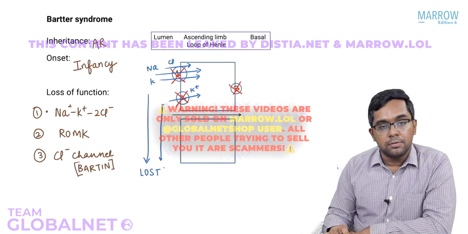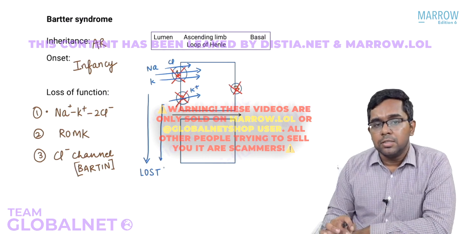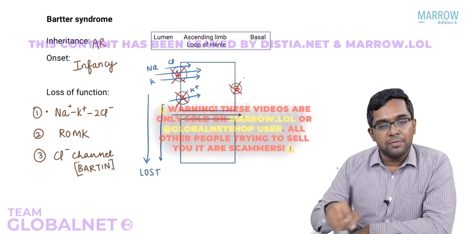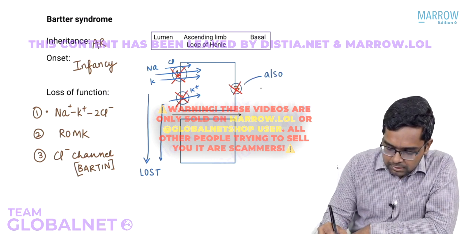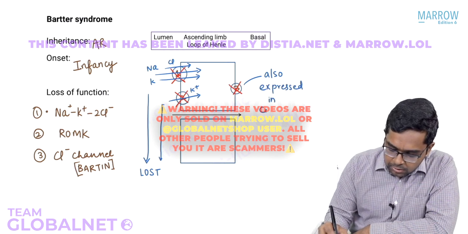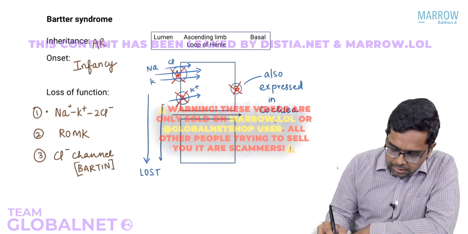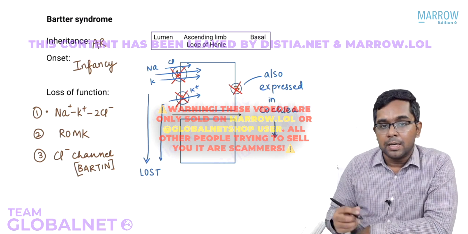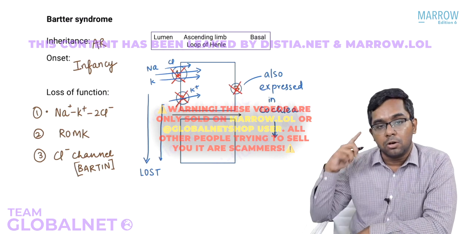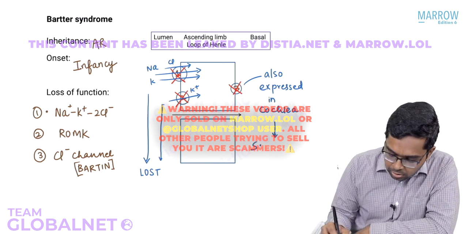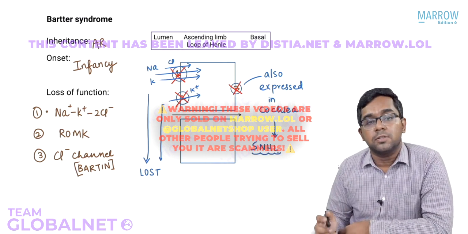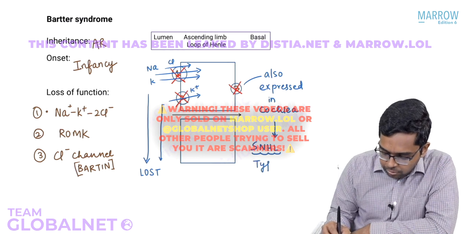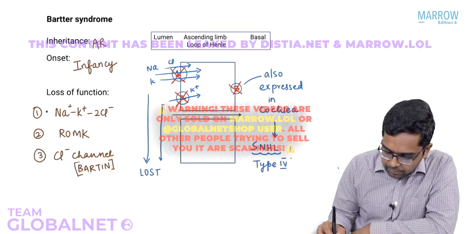I will tell you the importance of this chloride channel. It may not be very important in the renal section, but this chloride channel is also expressed in the cochlea. What is the importance of knowing this? Some cases of Bartter syndrome can be associated with a chloride channel problem in the cochlea also, causing sensorineural hearing loss. Remember, this condition is not seen in all cases of Bartter syndrome. Only in type 4 Bartter syndrome do you have that.